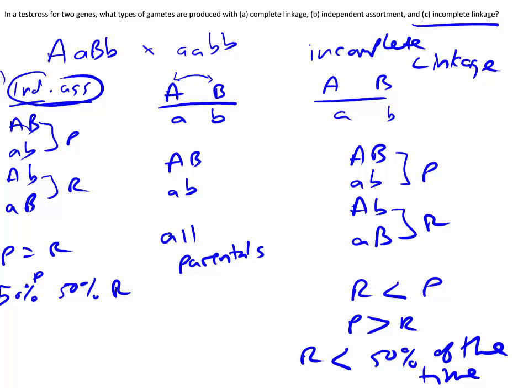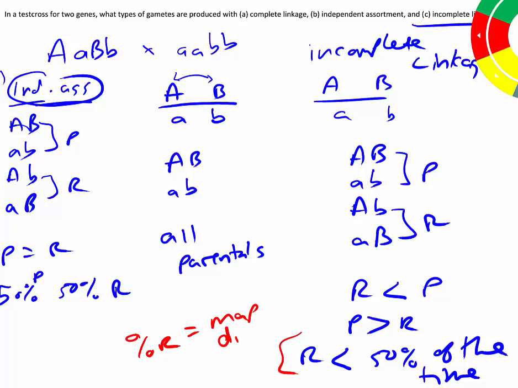And we can actually use this information. We can use the percent of recombinants to get what we call map distance. So we can start to generate genetic maps of how far apart genes are on chromosomes by looking at how much recombination occurs between them. All right, so that's what's going on with that.